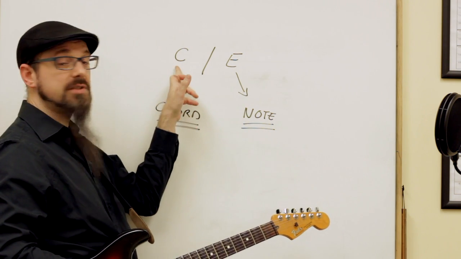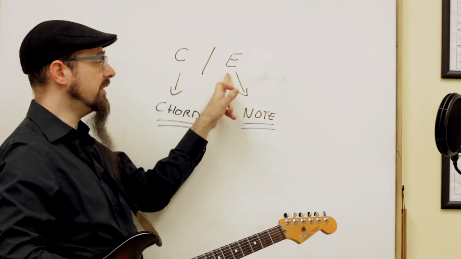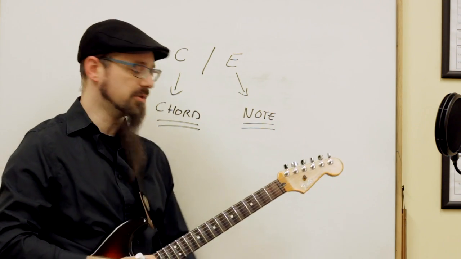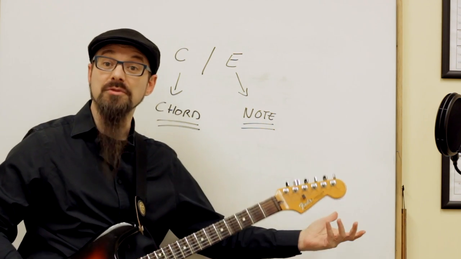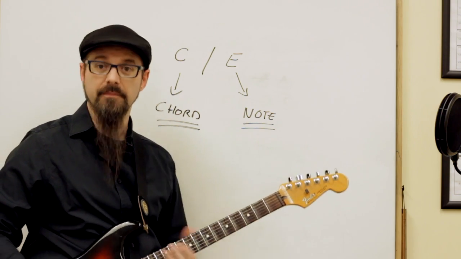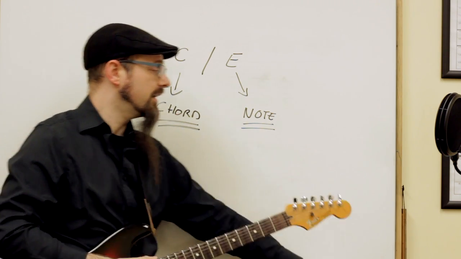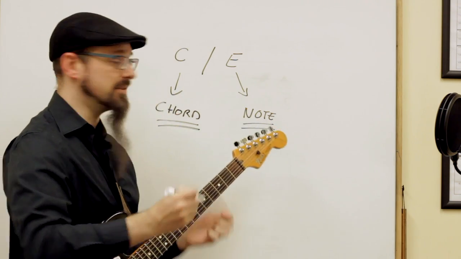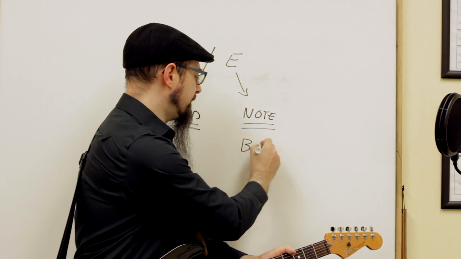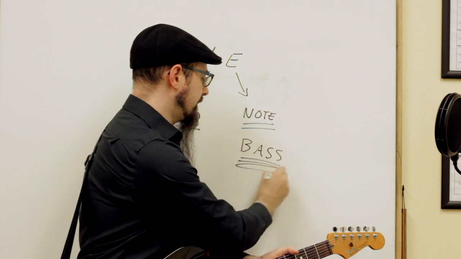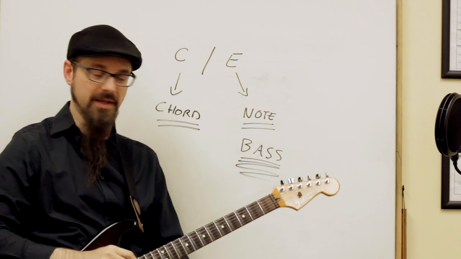In this case it is, because C major is C, E, G, and so E is one of the notes of C major. But it doesn't have to be. It could be a note outside of the chord. The important thing is that this is a note, and it is your bass note, the lowest note you play.